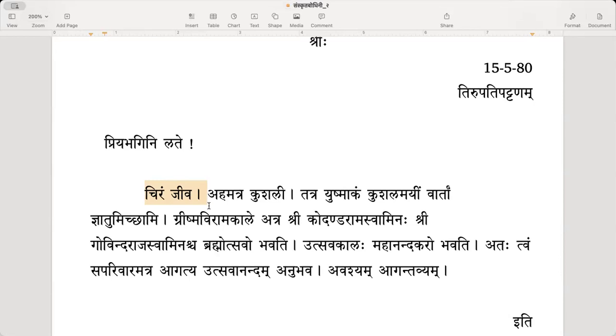Sachiram Jeeva, ahamatra kushali. This is a very standard thing which you write. Even in Tamil, you write Nalam, Nalamariya Aval, whatever.